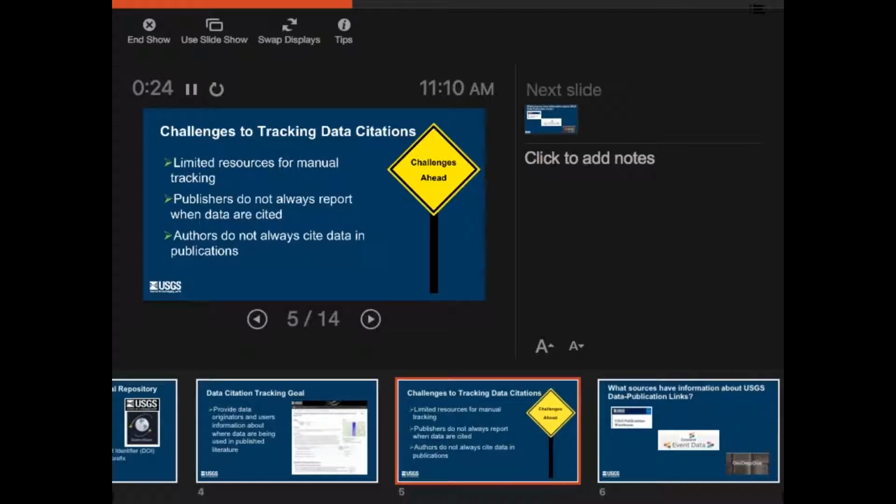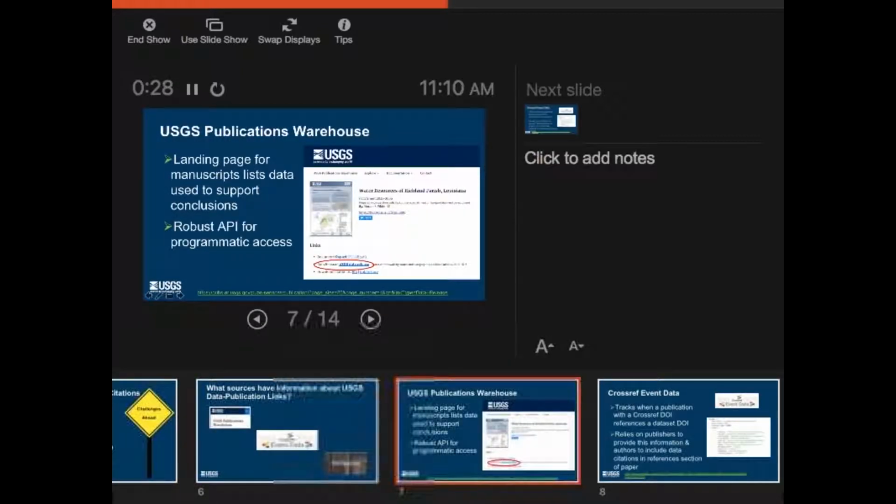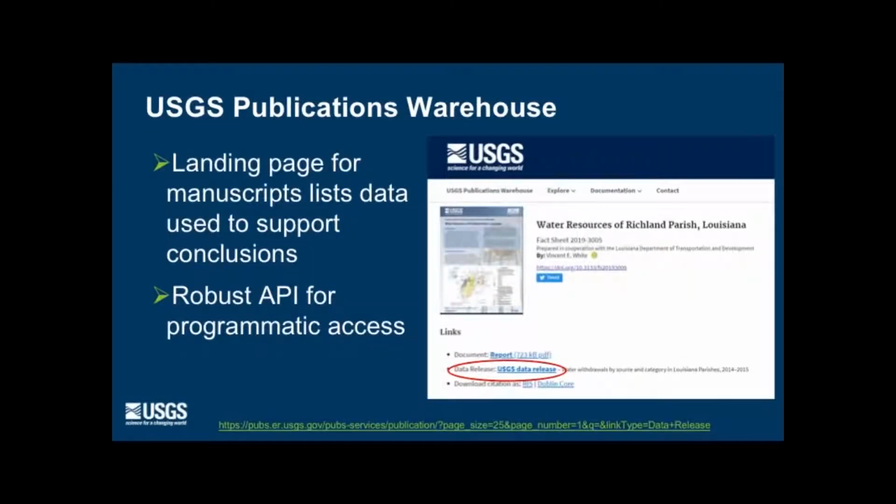Okay, so we sat down and we brainstormed the sources that we knew had some information about the links between data and manuscripts. So the three that we knew about were USGS Publications Warehouse, Crossref Event Data, and GeoDeepDive.